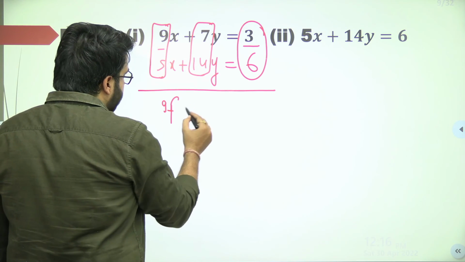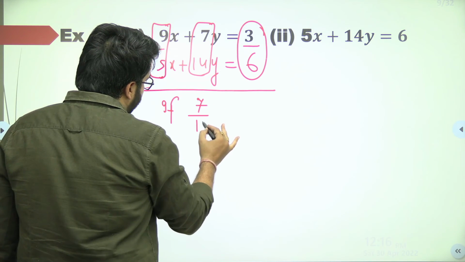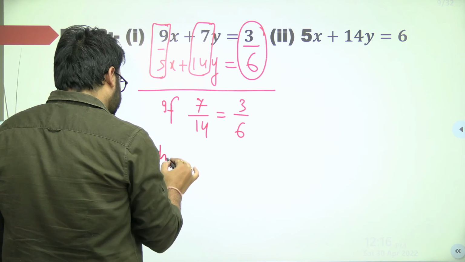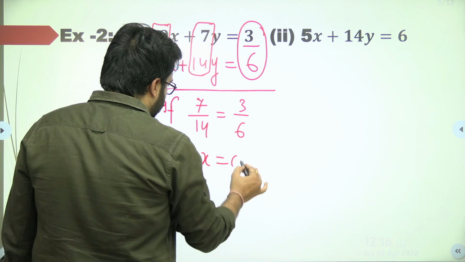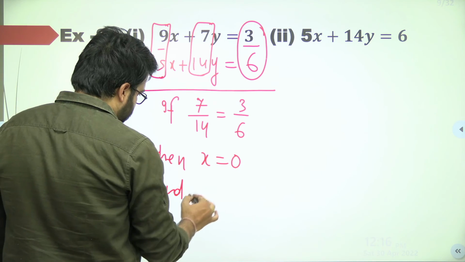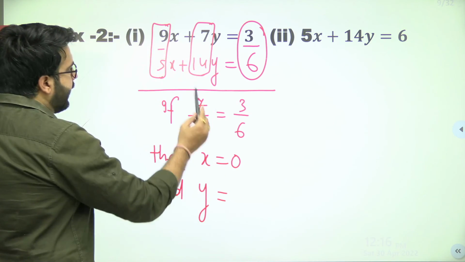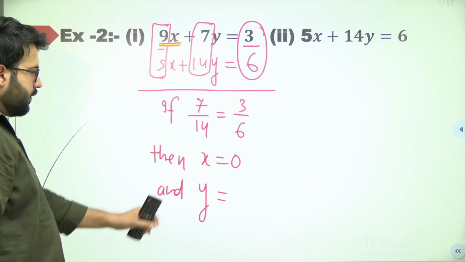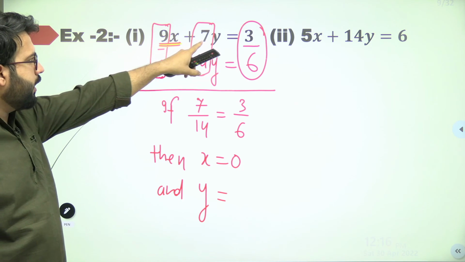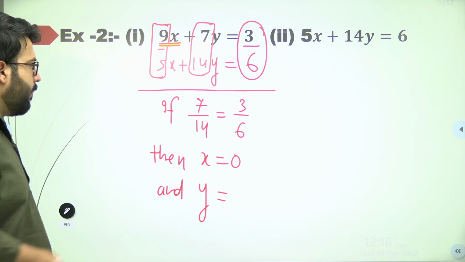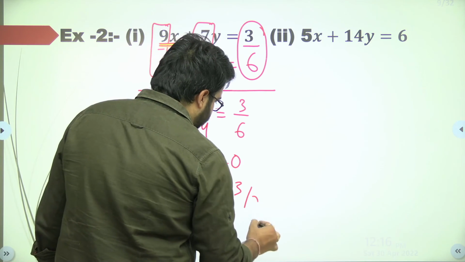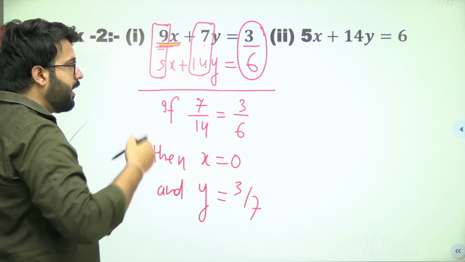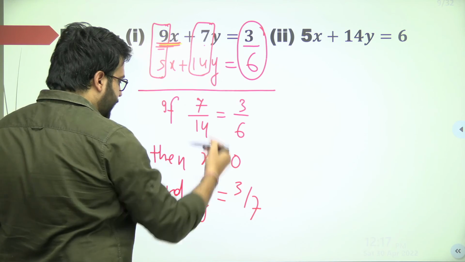So we will write down: if 7/14 is equal to 3/6, then x will be 0, and on putting x equal to 0 you will get the value of y. So you put x equal to 0 and get the result for y. What will be the value of y? It will be 3/7. On putting x equal to 0, 7y equals 3. So on solving you will get y equal to 3/7.